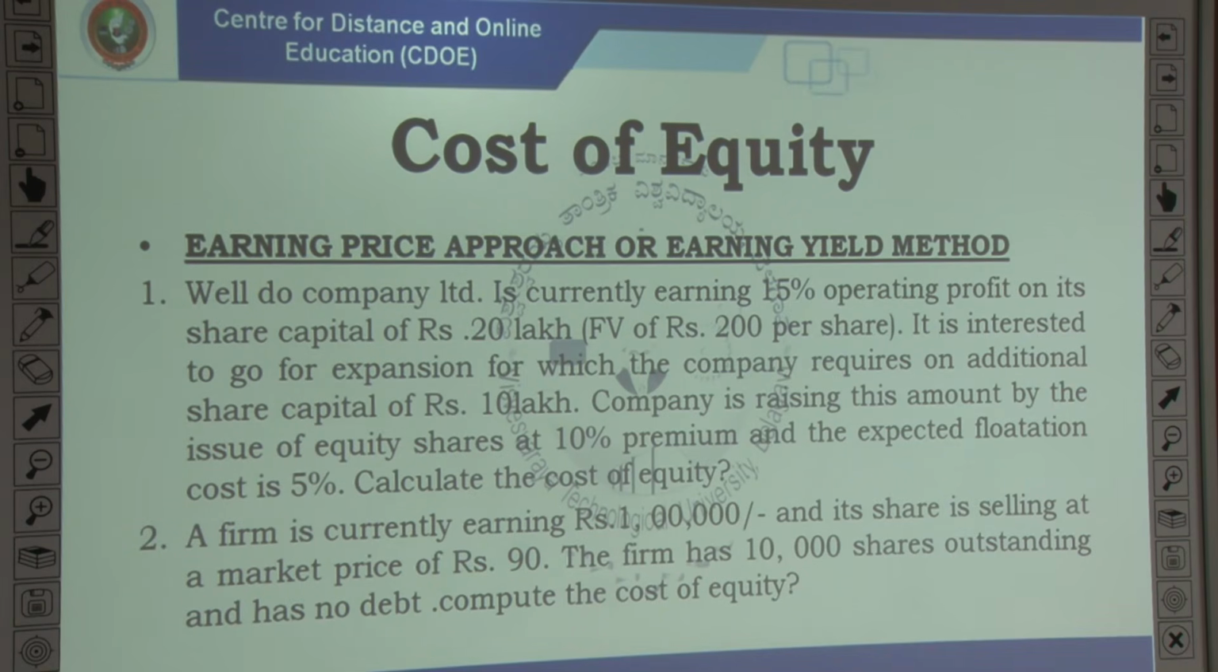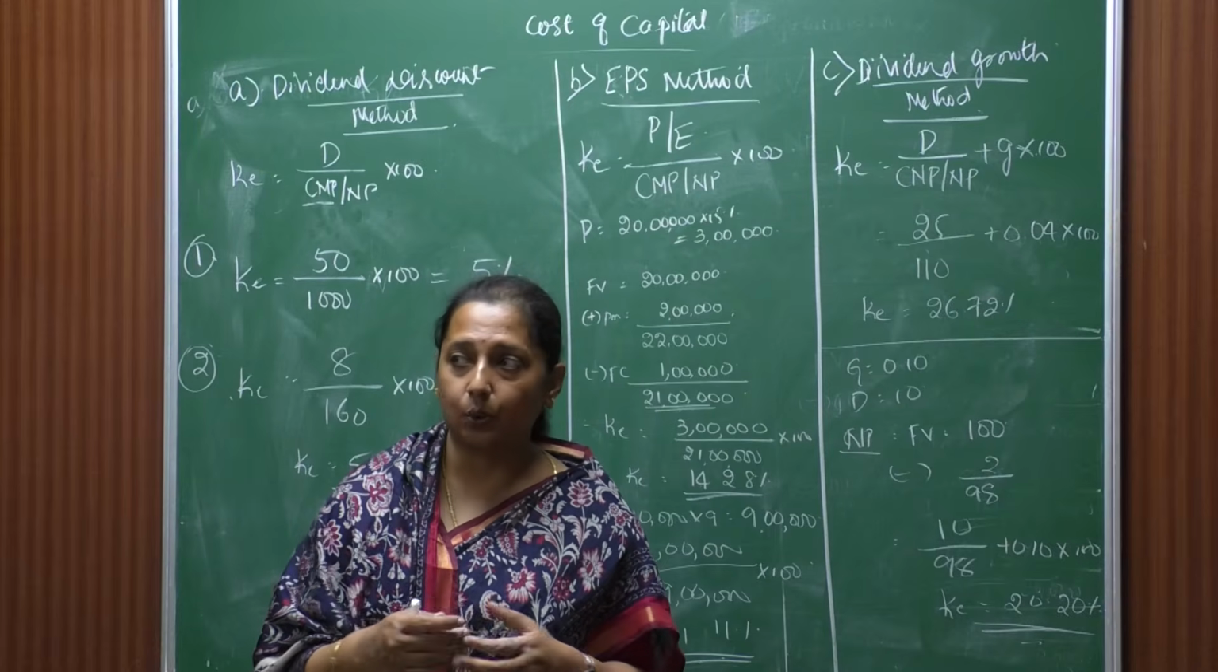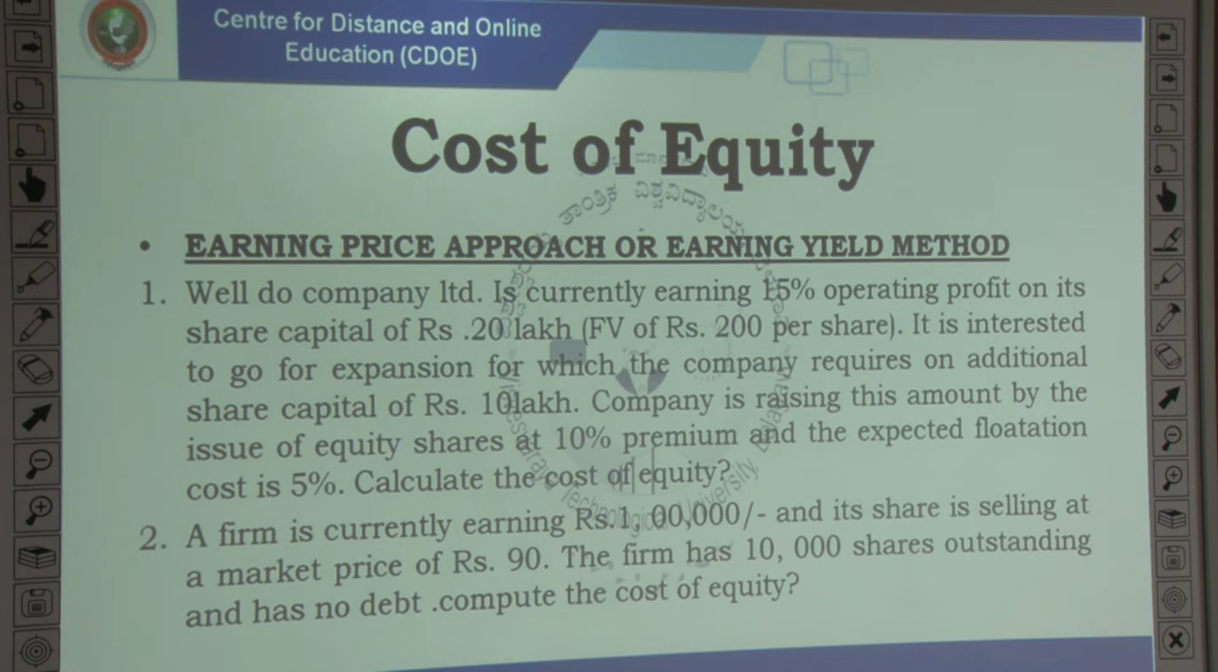Well-Do Company Limited is currently earning 15% operating profit on its share capital of rupees 20 lakh, face value for share is 200 per share. It is interested to go for an expansion for which the company requires an additional share capital of 10 lakh rupees. So for that they want to issue equity shares. Right now they have 20 lakh on their hand, 200 per share.